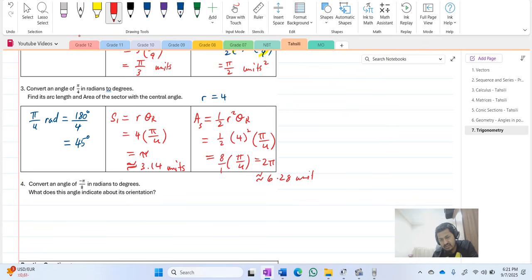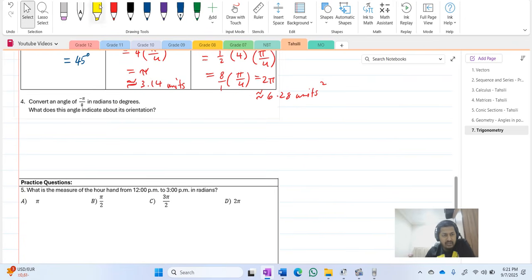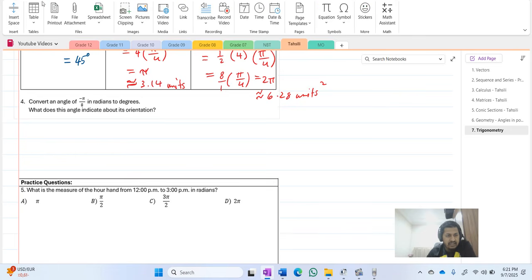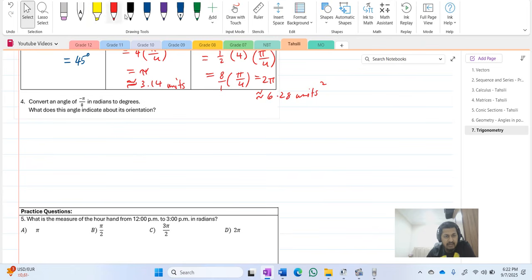Now moving on to the next question, we see that we have question number 4. Convert negative pi by 8 in radians to degrees. I'm going to give you one more example. We're just going to add one more additional question here. I want to convert 2 radians to degrees.